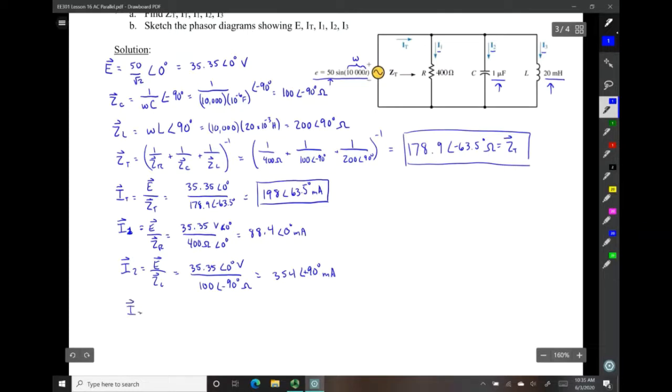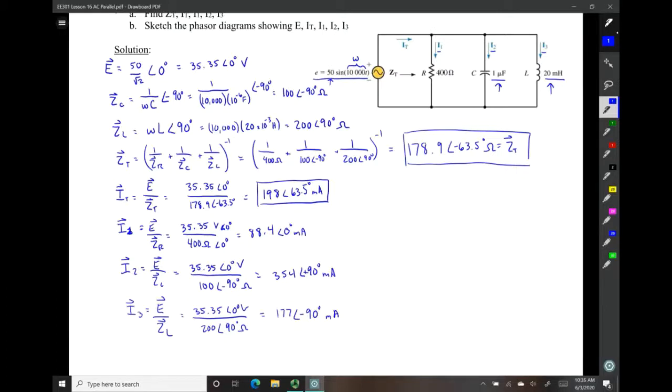And then finally we'll solve for I3. And Z of L is equal to 200 ohms with a positive 90 degree angle, and my resultant current through that path is 177 milliamps, and again the sign flips to minus 90 degrees.